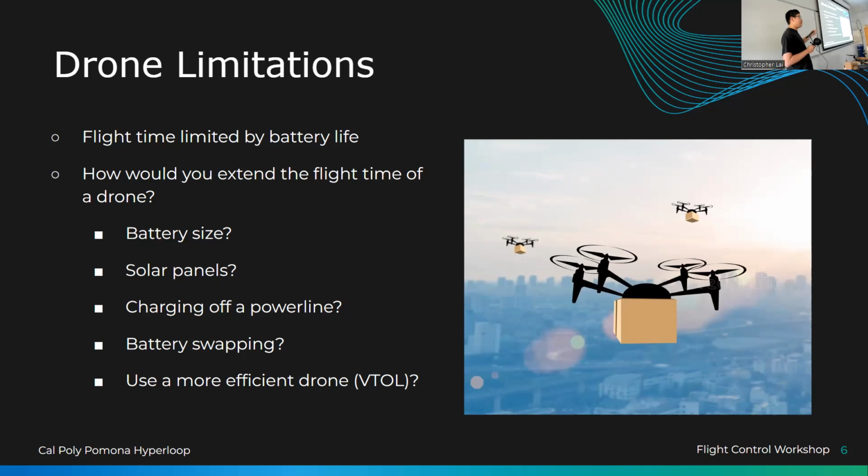Maybe solar panels, right? If we attach solar panels to drones, then as it flies, it can take in power from the sun and feed it into the battery.